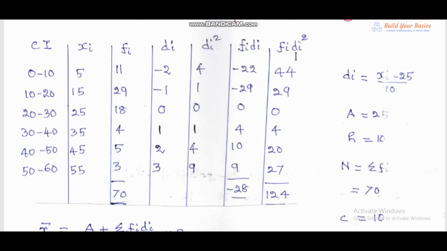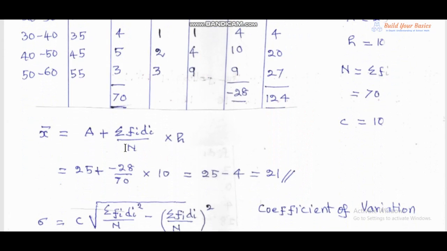Then fi di squared. Fi column, di squared column, multiply. 11 into 4 is 44. 29 into 1 is 29. 18 into 0 is 0. 4 into 1 is 4. 5 into 4 is 20. 3 into 9 is 27. Sigma fi di squared is 124.